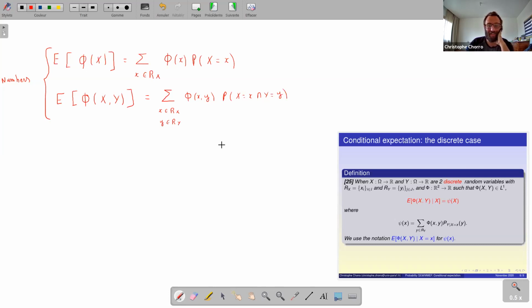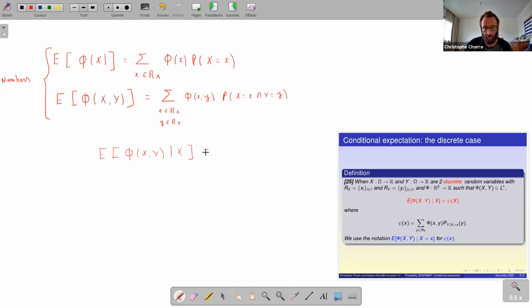Okay, so now the definition of the conditional expectation. I consider two discrete random variables. I denote R of X the set of the possible values for capital X, R of Y the set of the possible values for capital Y. And I consider phi, a mapping from R square into R, such that the expectation of phi of X, Y belongs to L1. And in this situation, we are going to be able to define the conditional expectation of a function of X and Y given X.